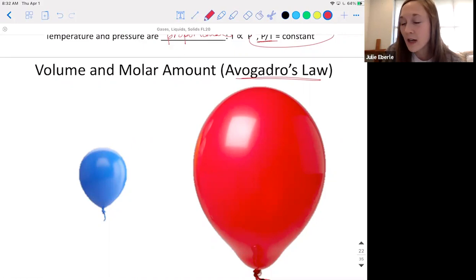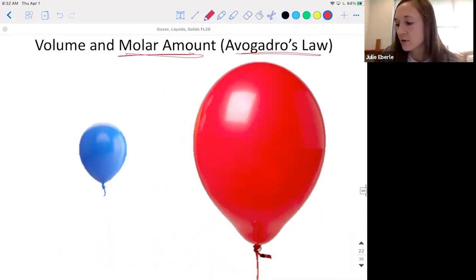Avogadro's law is setting us up to understand the ideal gas law, because there's a property of gases we haven't looked at yet, and that is their molar amount. If I have 2 balloons here, a blue balloon and a red balloon, obviously one's bigger than the other. Which one has more gas in it? It's a very silly question. Thank you, Bailey. So this one has more gas.